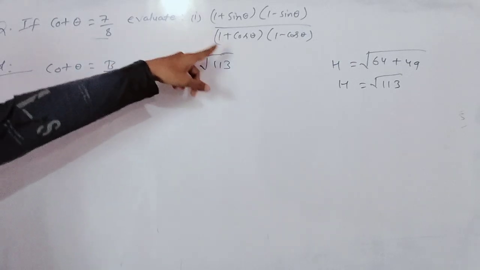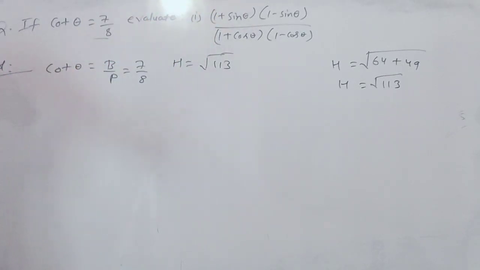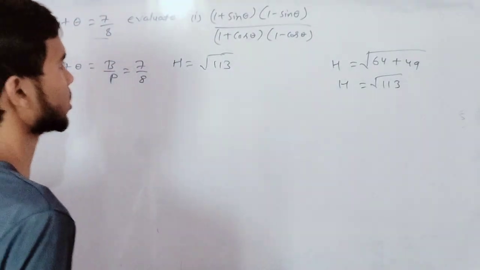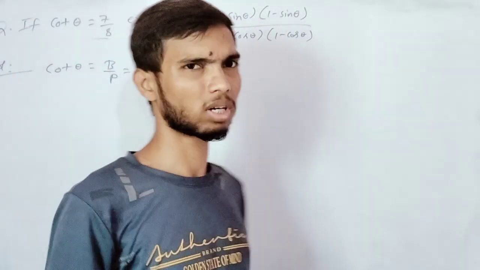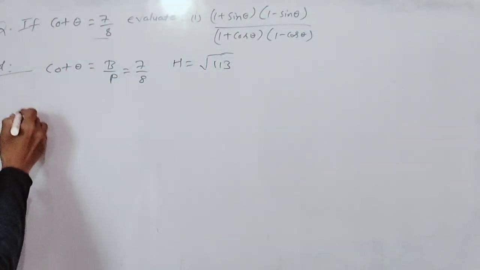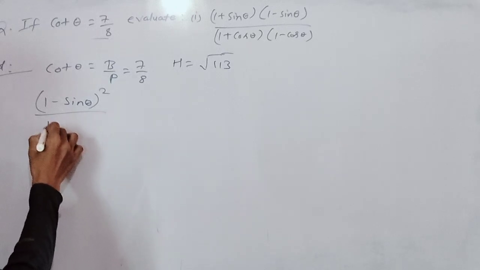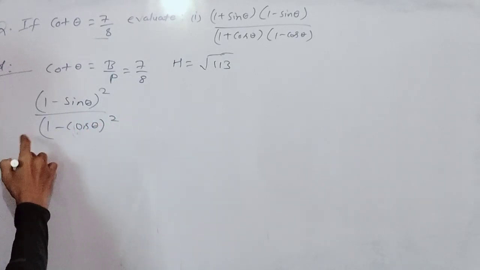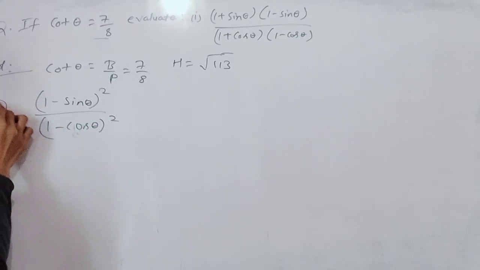Now we have to put the values of B, P, H in this according to requirement. Hold on, a plus b, a minus b, it is an algebraic identity. Can we write this as a squared minus b squared? I think yes. So 1 minus sin theta squared, 1 minus cos theta squared. We applied algebraic identities. This is the first question.